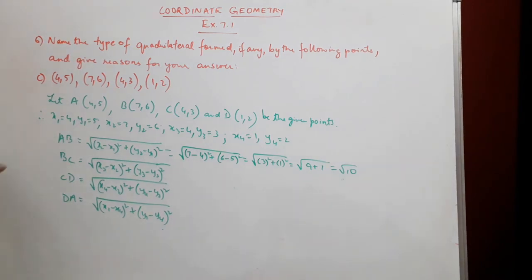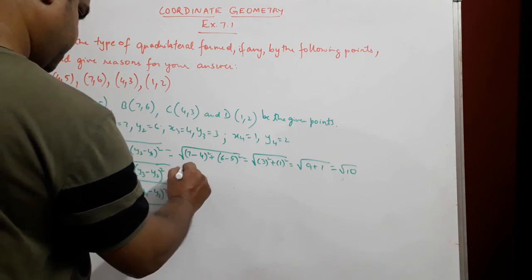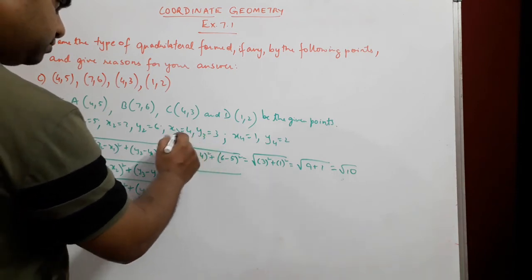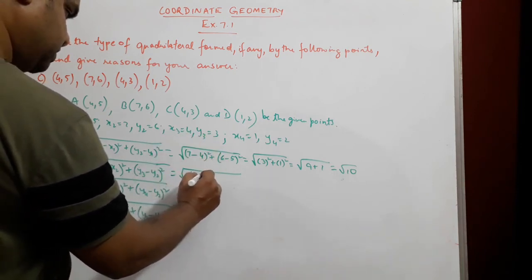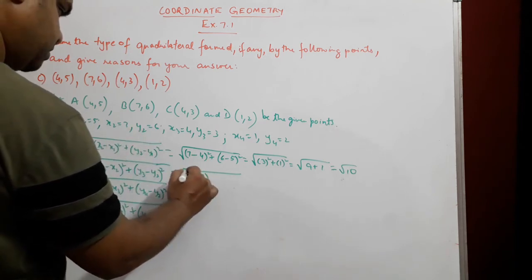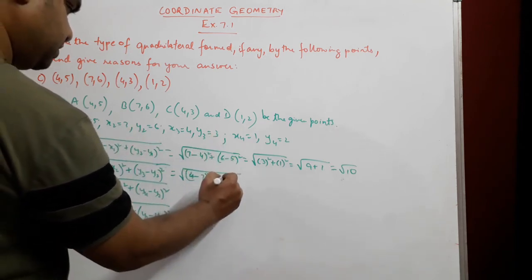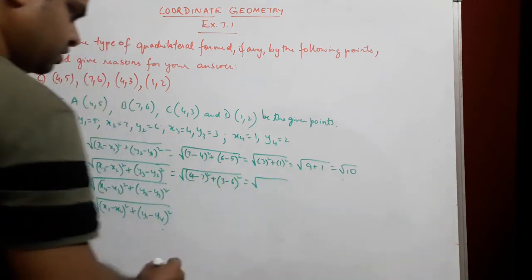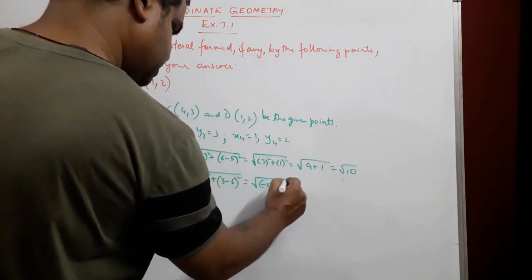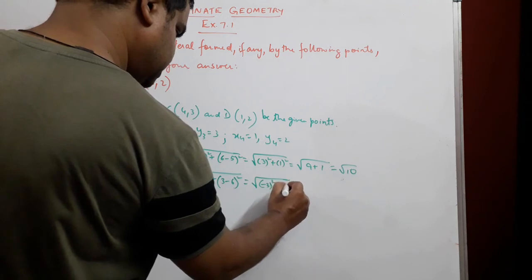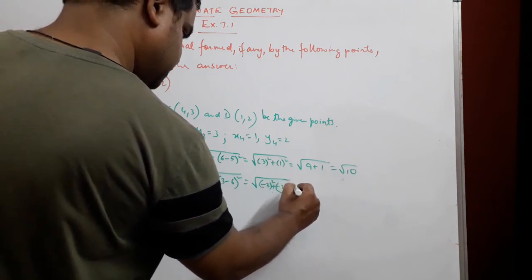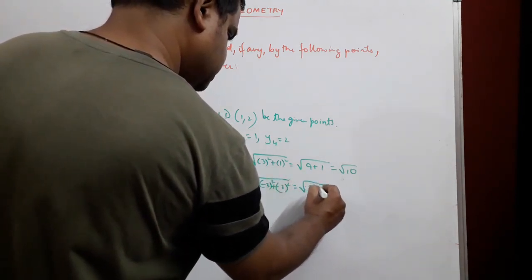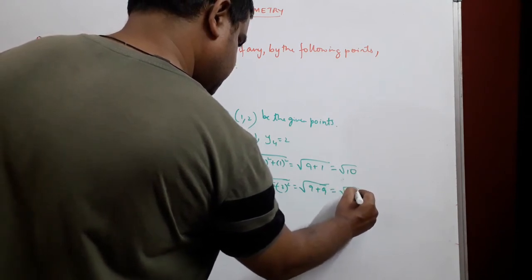Next, BC. x3 is 4 over here minus x2 which is 7 whole square plus y3 which is 3 minus y2 which is 6 whole square. 4 minus 7 gives us minus 3 whole square, and 3 minus 6 gives us minus 3 whole square. There's a positive sign in between. Then minus 3 whole square gives us 9, and minus 3 whole square again gives us 9. So that will be square root of 18.